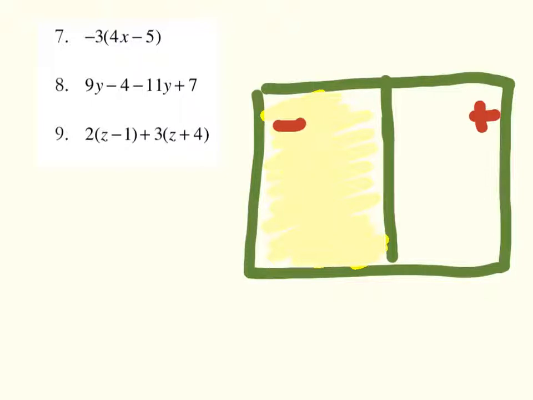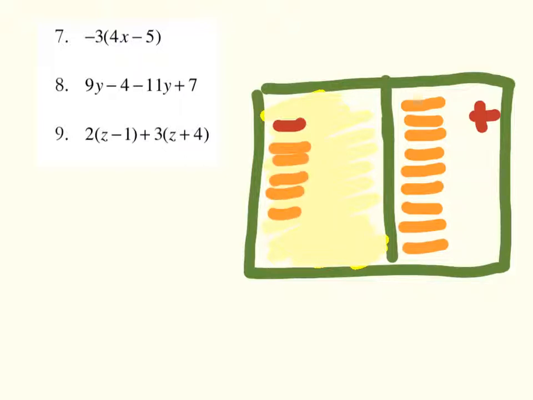I'll use the orange for the y's because that's what the algebra blocks are, is the orange. And I'll use that green. Okay, so 9y would be 1, 2, 3, 4, 5, 6, 7, 8, 9. Oh, it's getting crowded. And negative 11y would be 1, 2, 3, 4, 5, 6, 7, 8, 9, 10, 11.